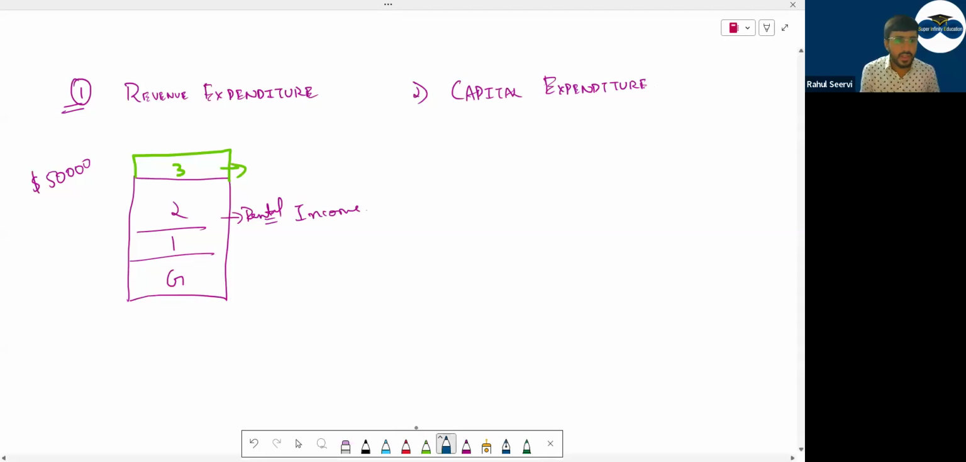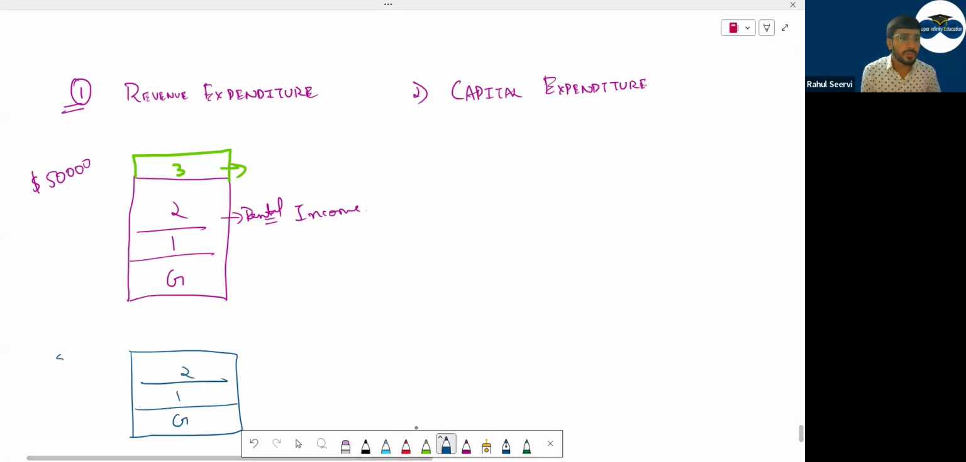Now take the same building again. Suppose instead you spent $10,000 on repairing this building, like renovation or painting, etc.